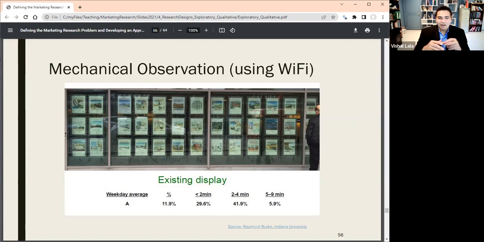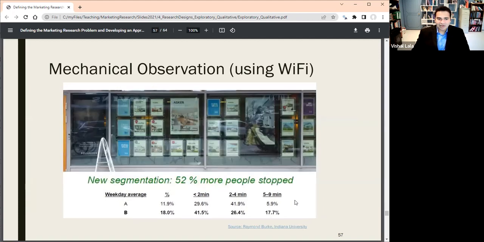So here, based on how long the phone is connected to Wi-Fi, the researchers were able to find out how long the respondent was standing in front of this particular display. About 41% of people spent 2 to 4 minutes on a display. And when they changed the display to this one here, they found that the number of 2 to 4 minutes went down to 26%.